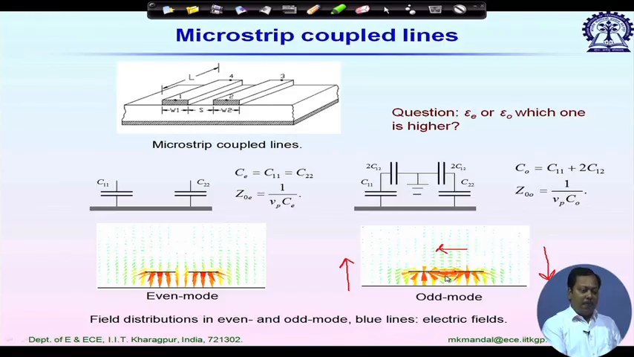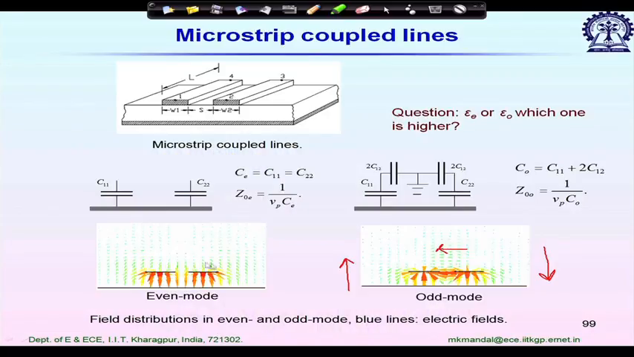What is the problem we face due to that? If epsilon E is different, that means lambda g will be different. If lambda g is different, phase velocities will be different, and we will have a dispersion effect.